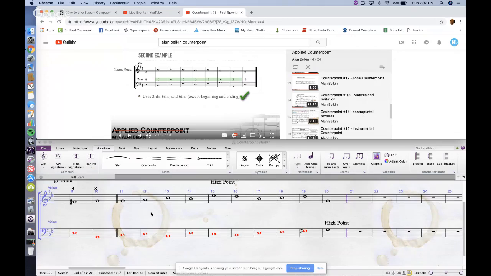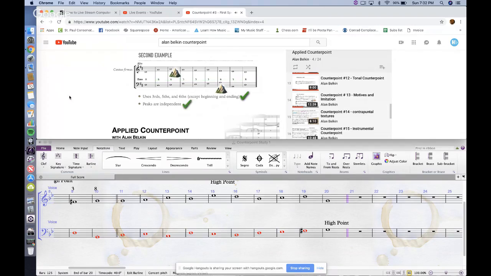So here's a sixth. Here's our fifth. And then here's a sixth again. And then here is, what do we have? A third. And then we have a B flat and a D, so that's a sixth or a third again. And then we go back to a sixth here and keep the sixth with parallel motion, keep the sixth again with parallel motion, and then back to octaves. Once again, the peaks are independent, the cadence is clear, and the result is harmonically rich.